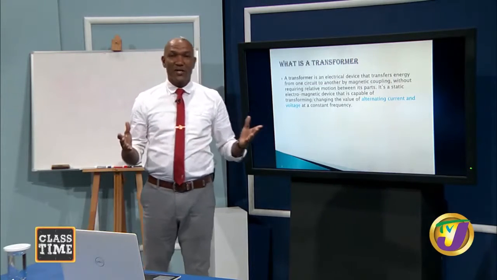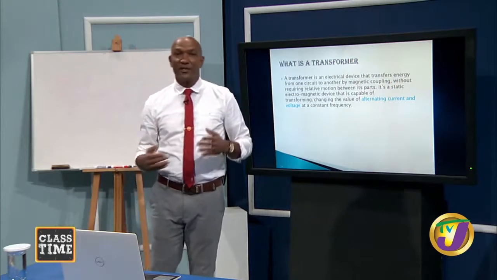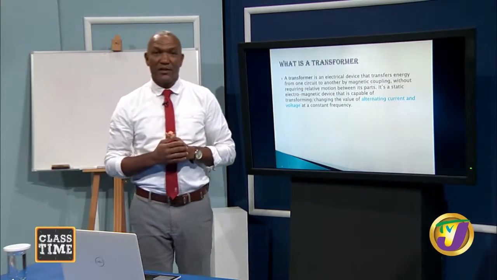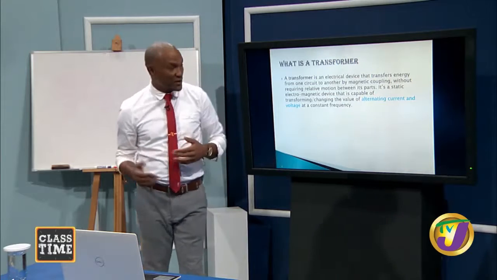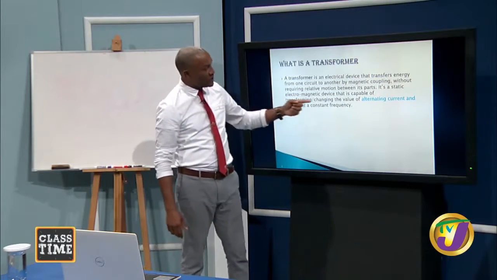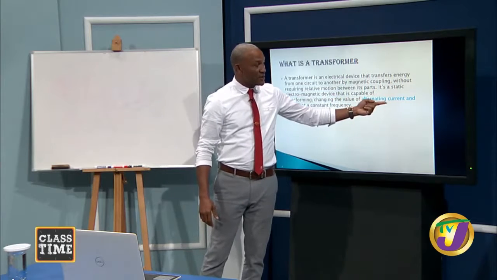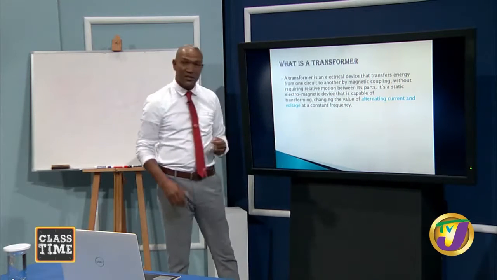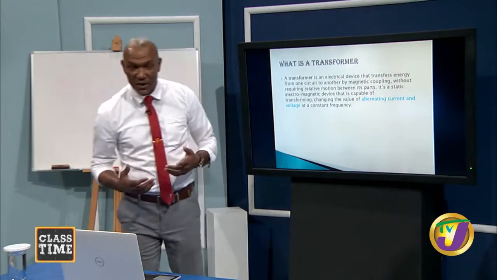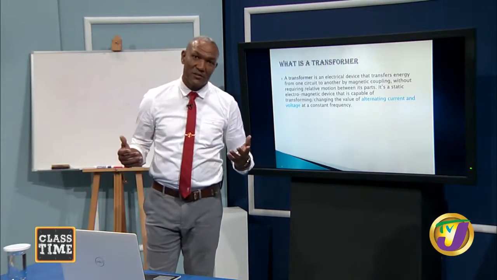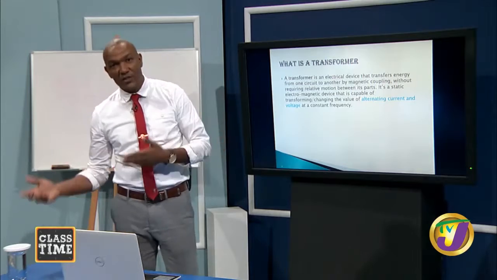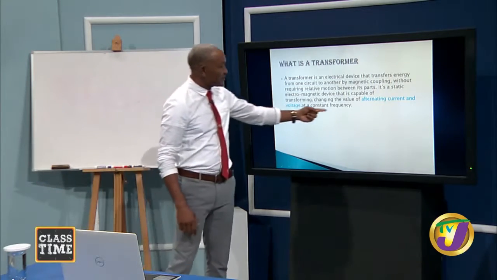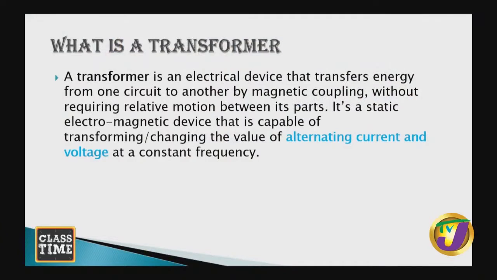But you have two kinds of current, what is called alternating current and what is called direct current. A transformer does not deal with direct current to change the value. So I actually ensure that students realize that we're dealing with alternating current and voltage. So do not leave out the current part of it. Don't say a transformer is a device that changes the value of voltage, full stop. And remember, it says at a constant frequency. What does that mean? It means that whatever frequency the transformer is connected to, that's the same frequency you will be getting out.